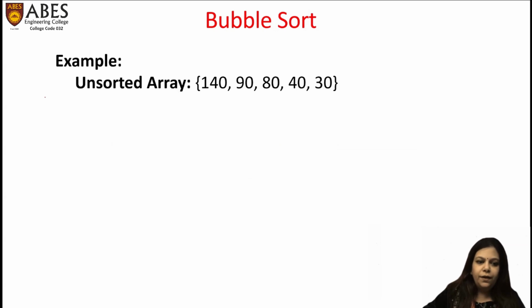In order to have a better understanding of bubble sort, let us take an example in which we have five elements in the array and they are unsorted and we have to sort them, suppose, in increasing order. Suppose the values stored in the array are 140, 90, 80, 40, and 30.